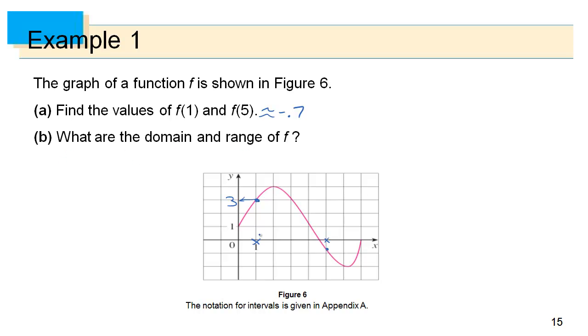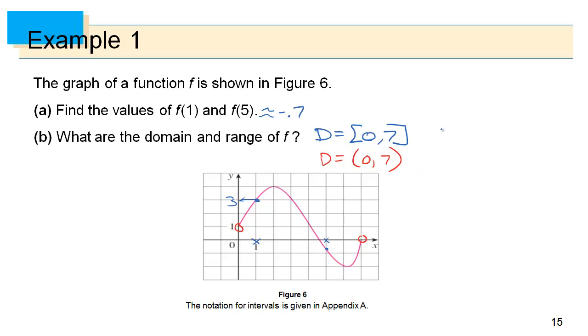Okay, what's the domain? Well, the domain are all of our inputs left and right. It looks like this function is going left and right from 0 all the way out here to 7. So the domain is going to be everything from 0 to 7. Why are we using a square bracket instead of a round bracket? Well, our domain would be 0 to 7 with round brackets if there were open dots at the end. But since there aren't, we use closed brackets.